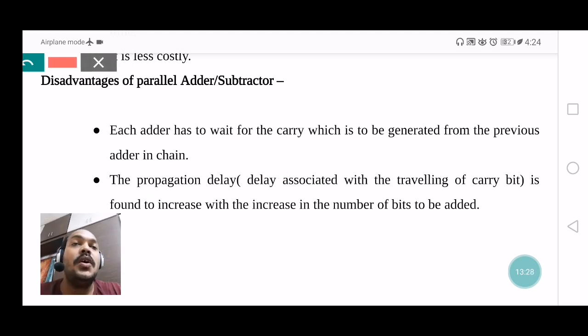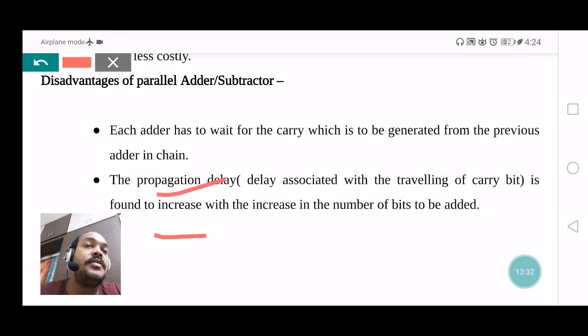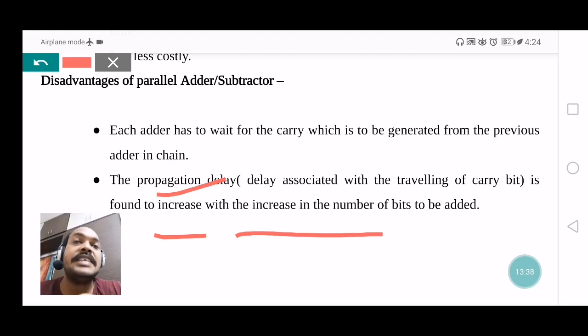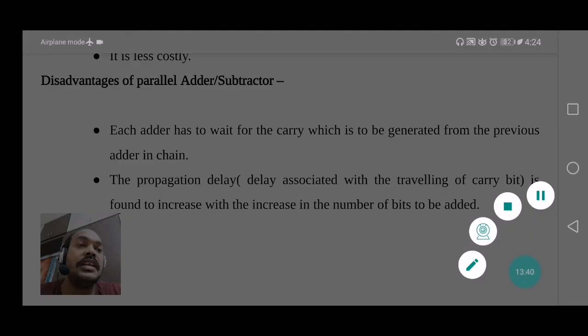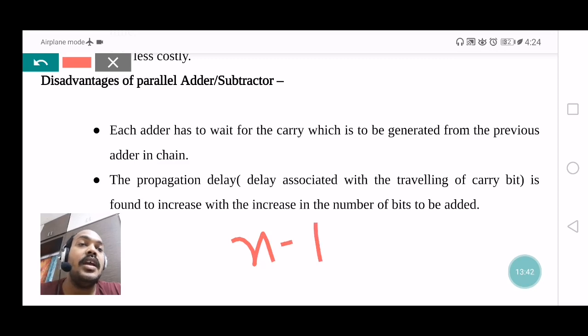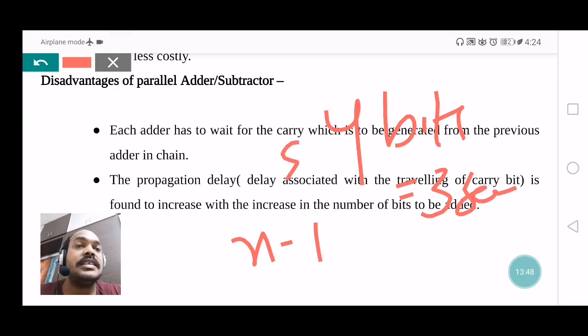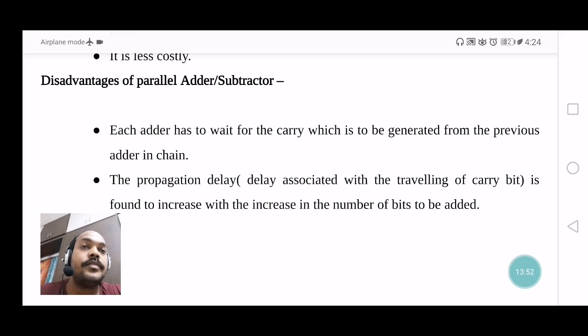The propagation delay increases with the increase in the number of bits. If n number of bits are there, the propagation delay is n minus 1. The propagation delay is n minus 1. For example, if 4 bits are there, the propagation delay is 3 units.